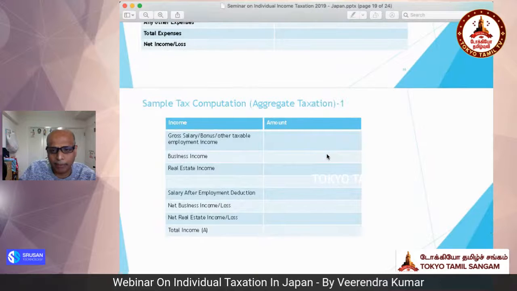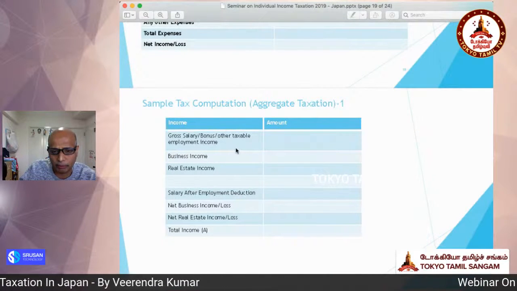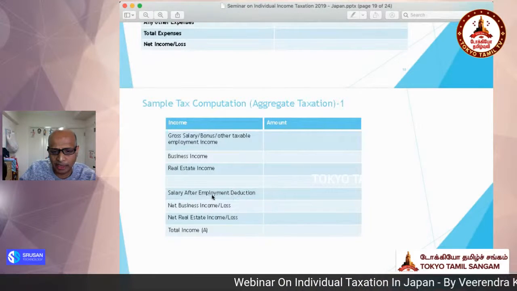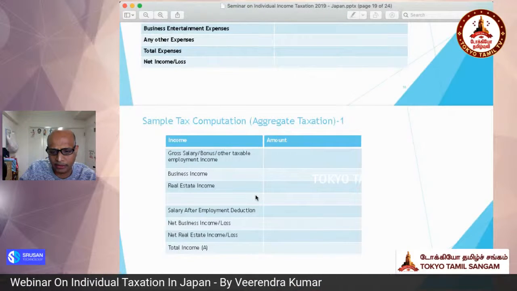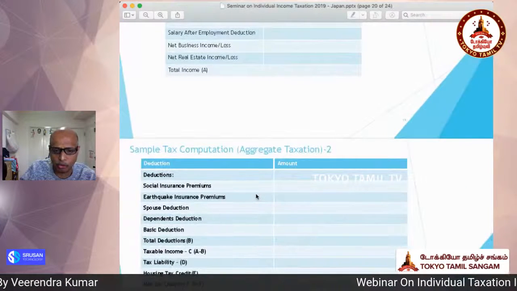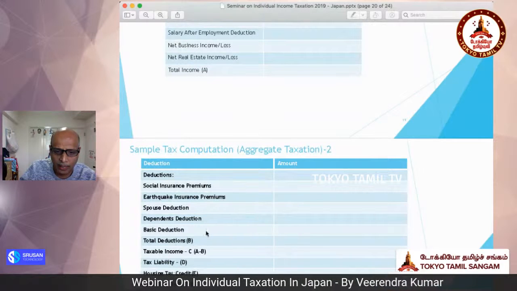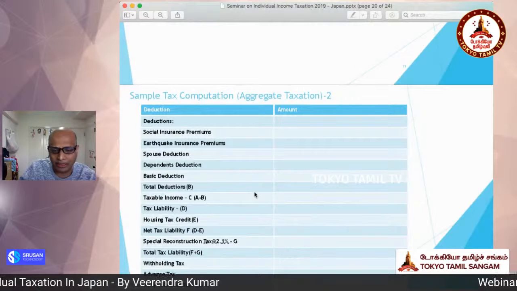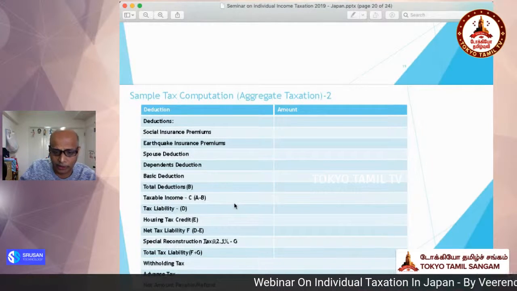So this is the sample tax computation under the aggregate taxation. You have the gross salary and bonus, which is employment income. You have business income, you have real estate income, and salary after employment deduction. You have net business income or loss, and net real estate income or loss, and total income A. And then you have the deductions: social insurance premiums, earthquake insurance, spouse deduction, dependent deduction, basic deduction, total deduction, taxable income.